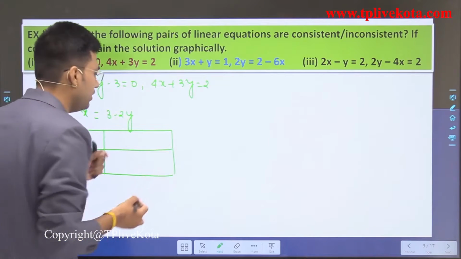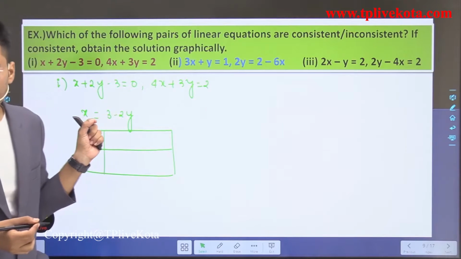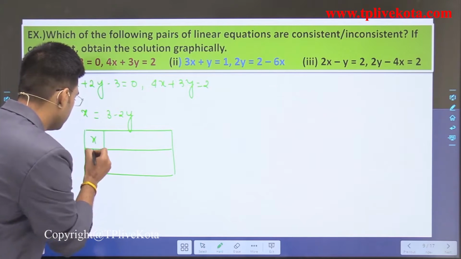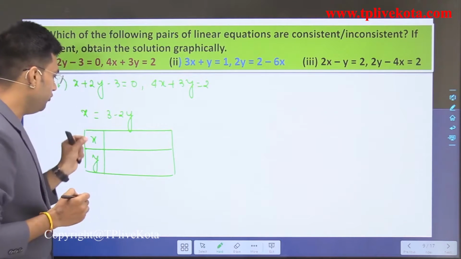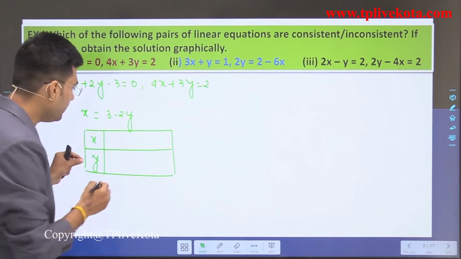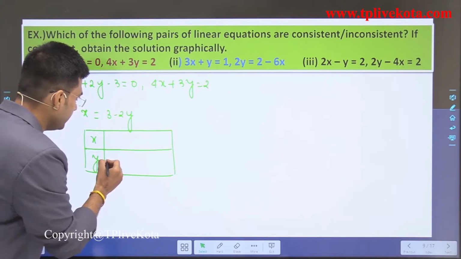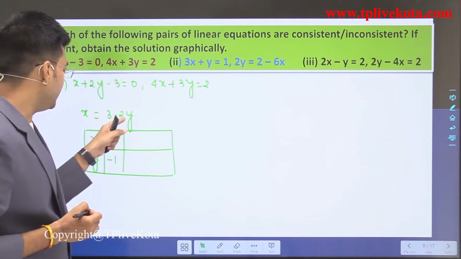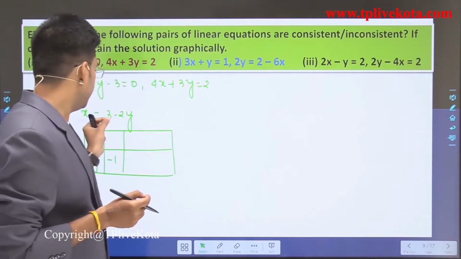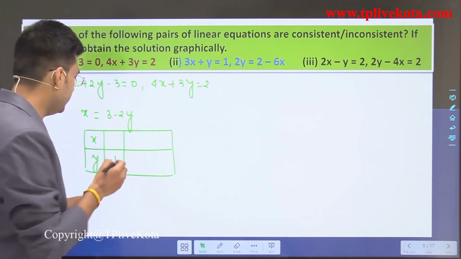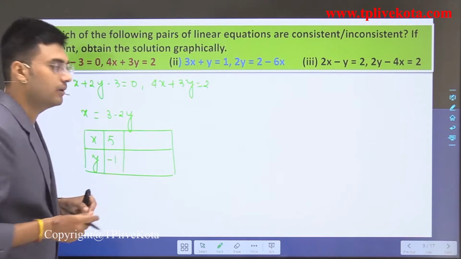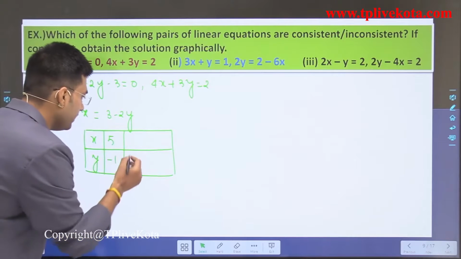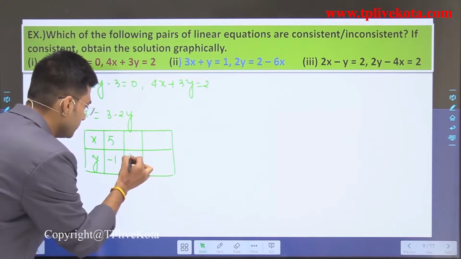When we put the values of y, we will get the values of x here. Now, if we put the value of y as minus 1 here, then what will we get? We will get minus 2 multiplied by minus 1, which is plus 2, 3 plus 2, that is 5. Clear? Now, let's put the value of y as 0.